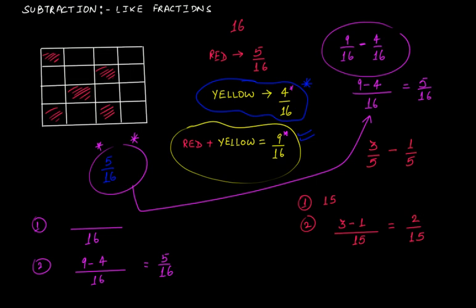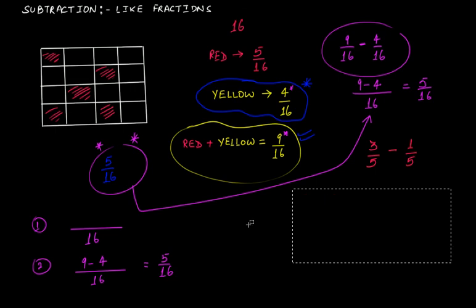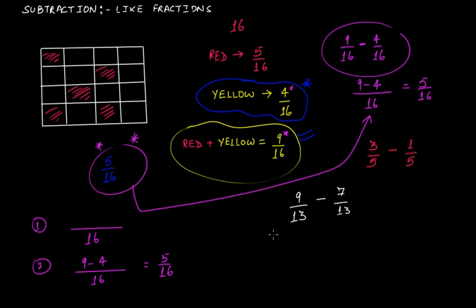Want to look at some more examples? Let's take one more example. Let's take 9 by 13 minus 7 by 13. Remember, we are only discussing like fractions. First step, 13 is the denominator, note it as it is. Second step, you have to subtract the numerators. So this is 9 minus 7, you'll get 2 divided by 13. So this is all about subtraction of like fractions.